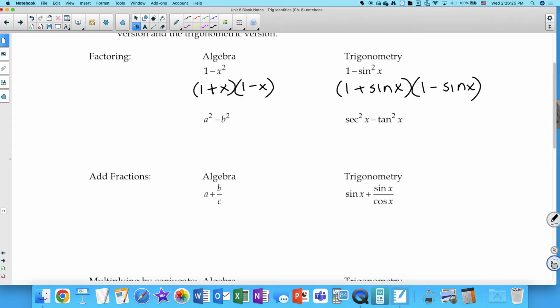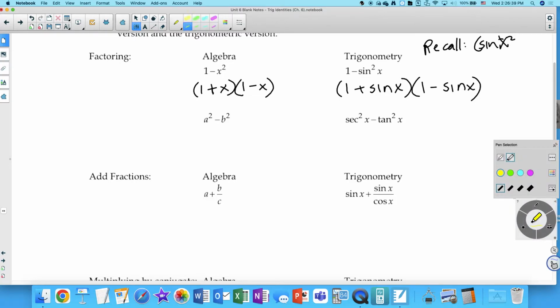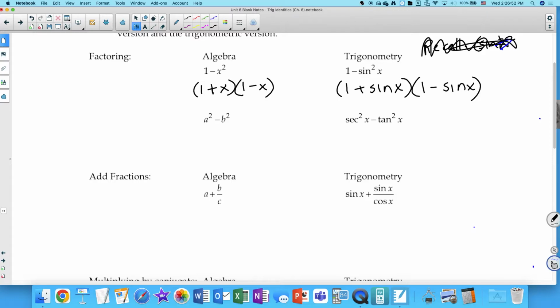Okay, and just remember, sine of x, wait a sec, I got to erase that. Sorry. I don't think I can erase today because my smartboard's being weird because I restarted my computer. So let me just scribble it out. But what I wanted to tell you is that remember that sine x squared is written as sine squared x. Those mean the same thing.